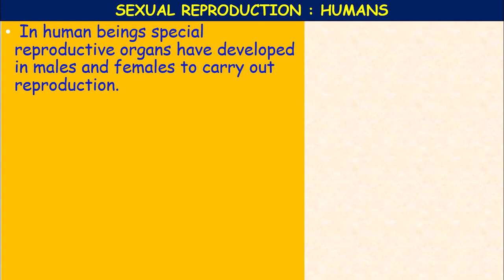So for example, let's imagine if there was no sexual reproduction in man and man could reproduce asexually, what would be the consequences of such a reproductive process in man and other organisms? You can't imagine.